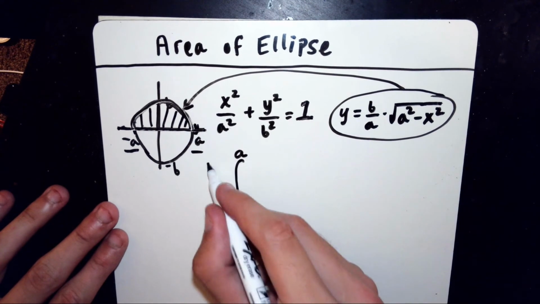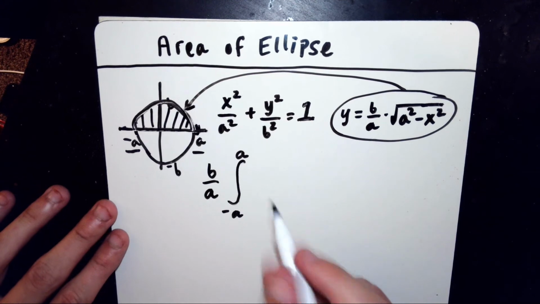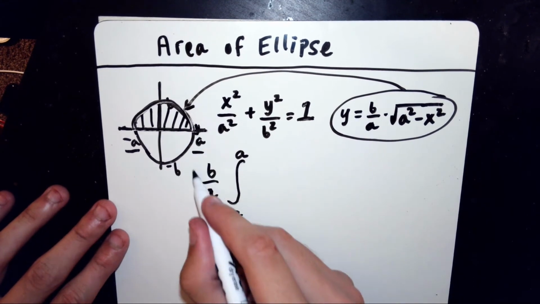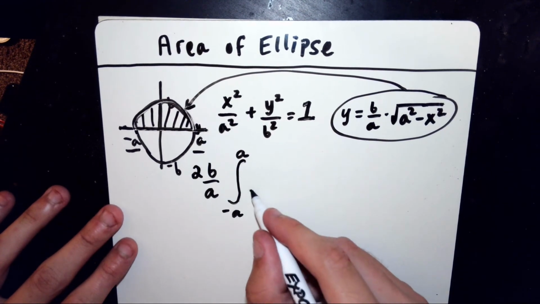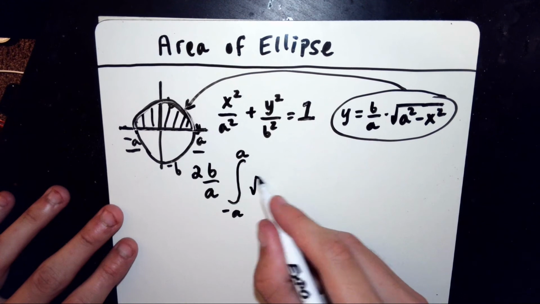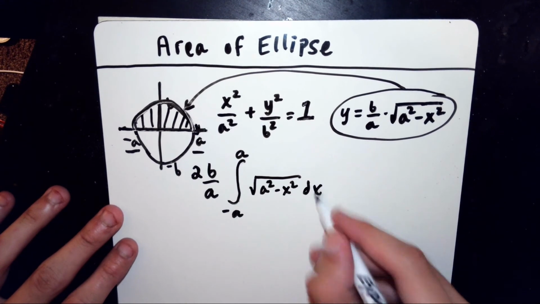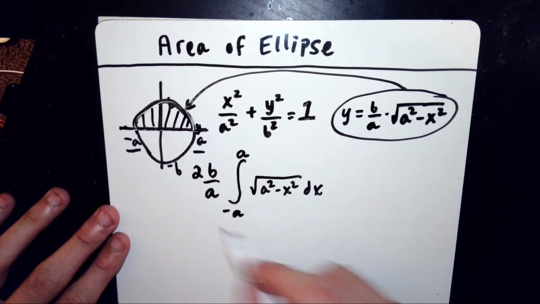b over a is a constant, I'll pull that out. And also don't forget that we're going to multiply by 2 because we're just finding the area of the top half. Alright, and now note that this will just be the integral of the square root of a squared minus x squared dx. Awesome. Now let's think about what this integral represents.